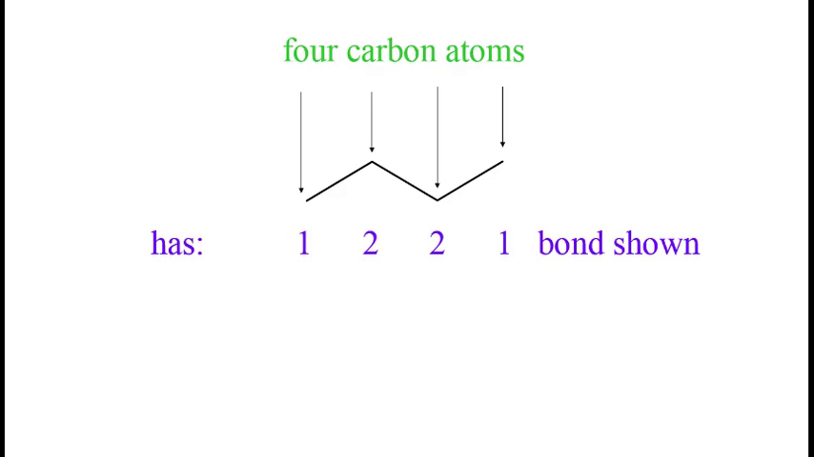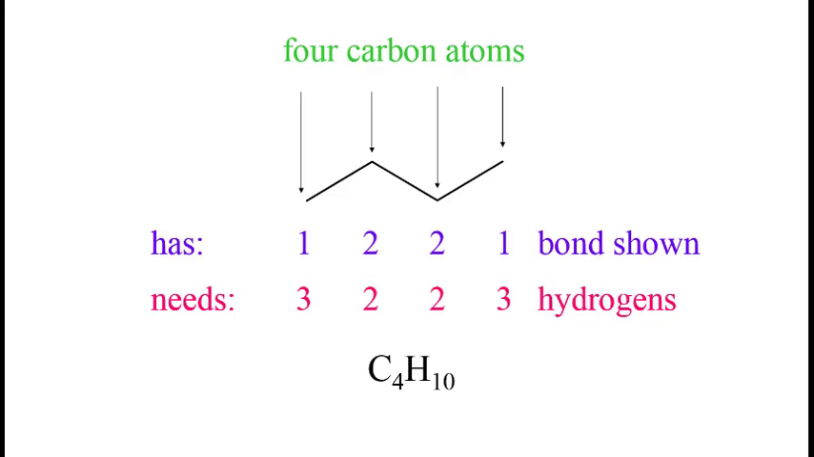In order to complete the octets around each carbon, we would need 3 hydrogen atoms around the carbons at the ends of the chain, while we would only need 2 hydrogen atoms around the middle carbon atoms. The chemical formula of this molecule would be C4H10.